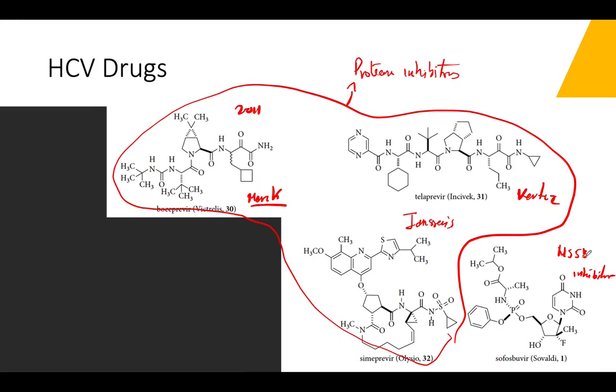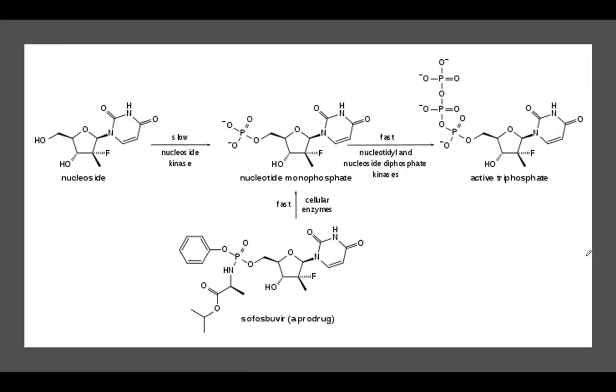Okay, so let's take a deeper dive into the story of Sofosbuvir. When you look at Sofosbuvir, it is synthesized as a prodrug. It has a prodrug strategy. The reason is that there's a very slow step, I guess I should call it a rate limiting step, in the conversion of a nucleoside to a nucleotide. The nucleoside does not have the phosphate, so it requires a kinase to convert the molecule to a monophosphate.